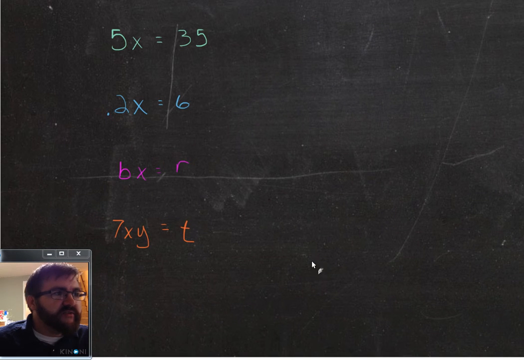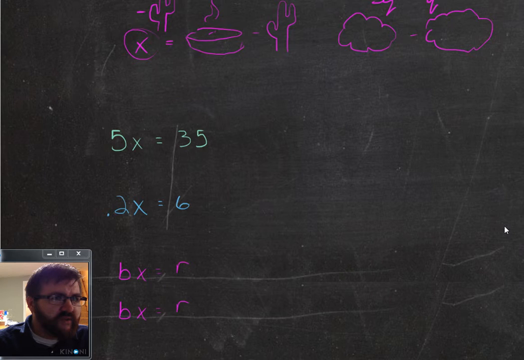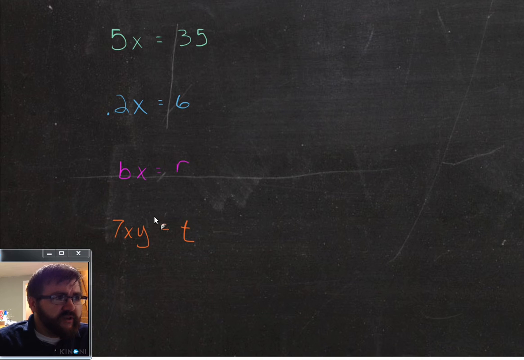Let's take a look at these equations. This is the one that's just a little bit more tricky, that people have more trouble with. So 5x equals 35, 2x equals 6, bx equals r, 7xy equals t. We're using the exact same idea in all of these, just like we use the exact same idea in all of these. I want you to think about these equations. What you would do, you know, what you're supposed to do, but why you're doing it.